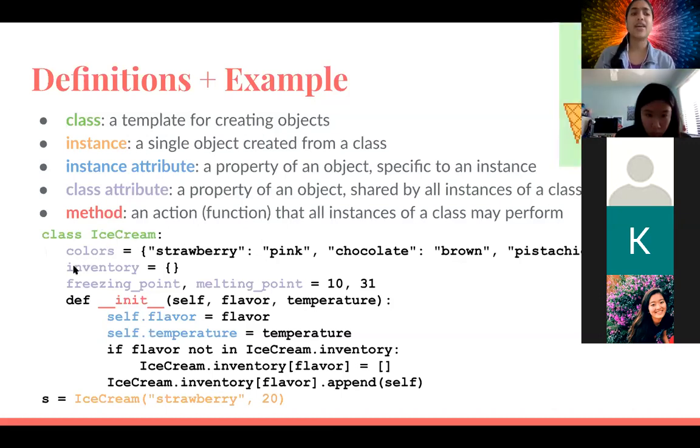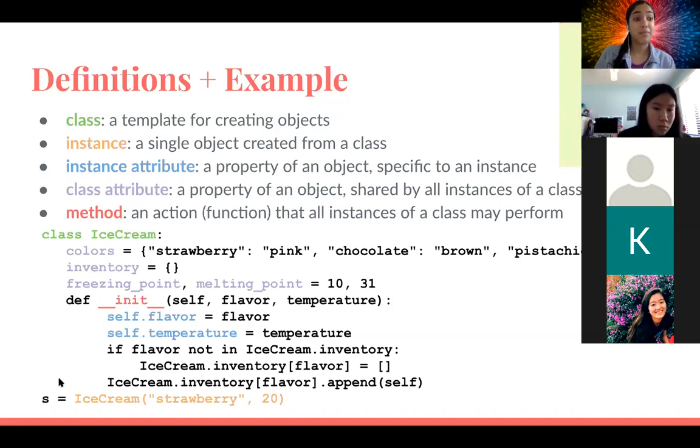I also have a class attribute called inventory, which is a blank dictionary for now. I also have two class attributes called freezing point and melting point, which are numbers. And those, again, are shared by all instances of an ice cream. How did I decide to make them class attributes? Well, this is all common information that all ice creams should share.